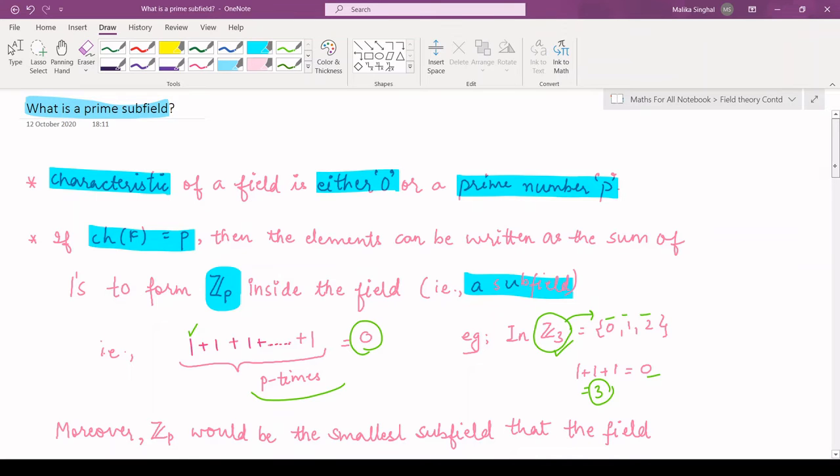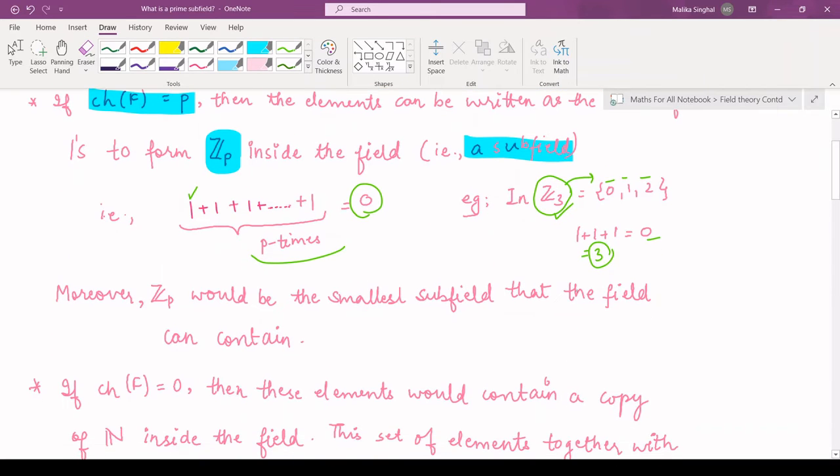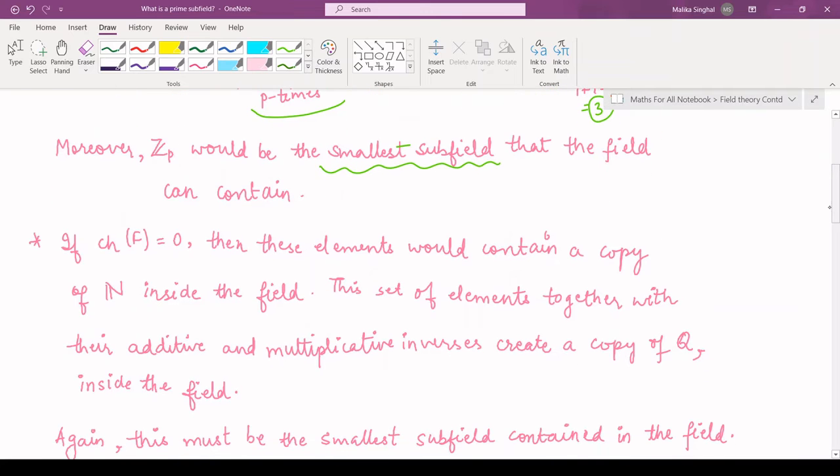Moreover, this Zp would be the smallest subfield that the field can contain, right? It would be the smallest subfield. So this has to be noted, that such a field is the smallest subfield.